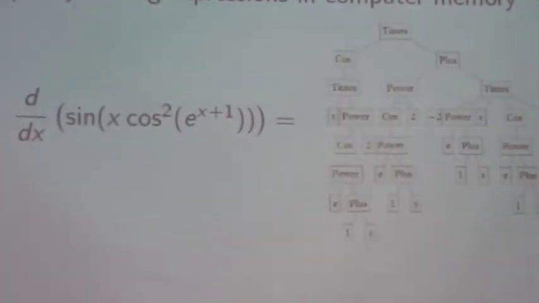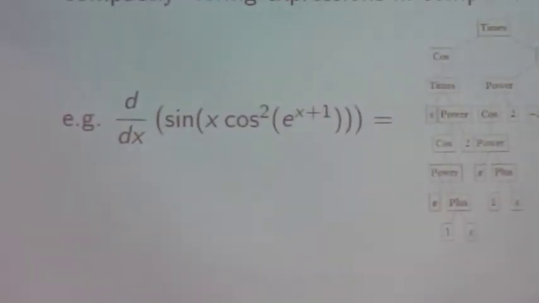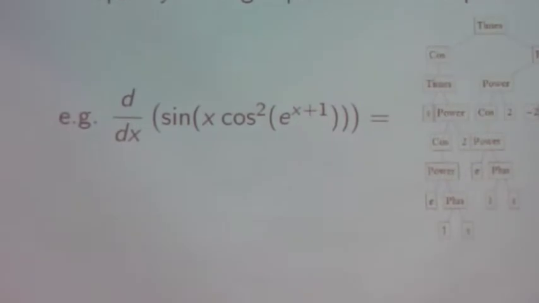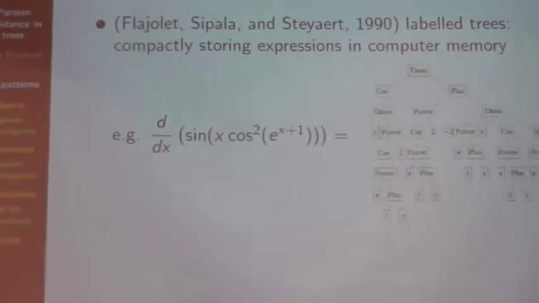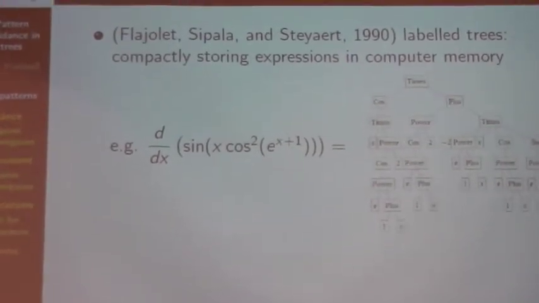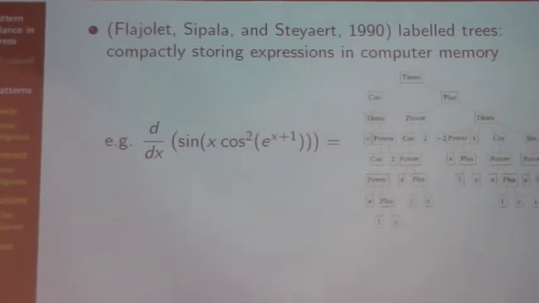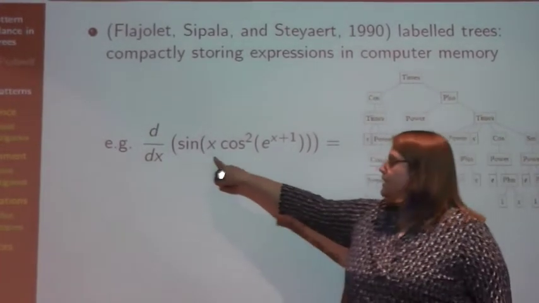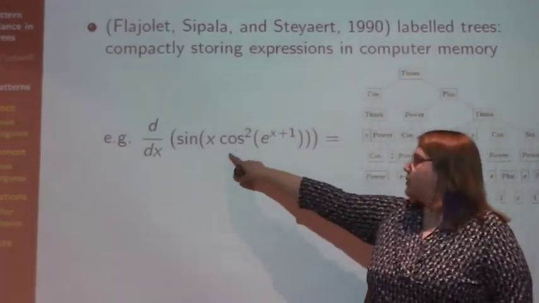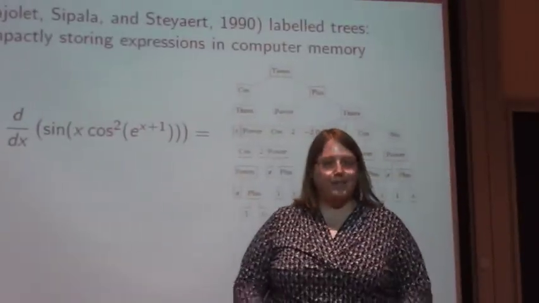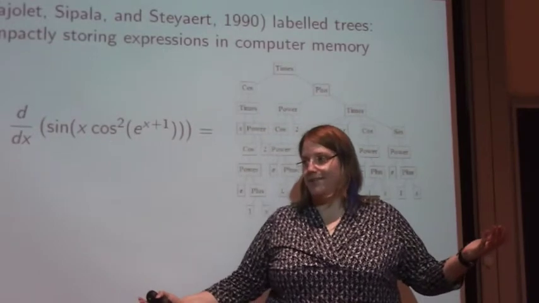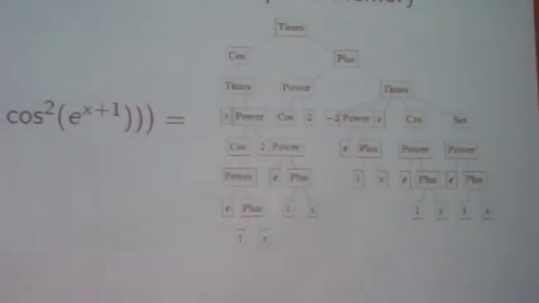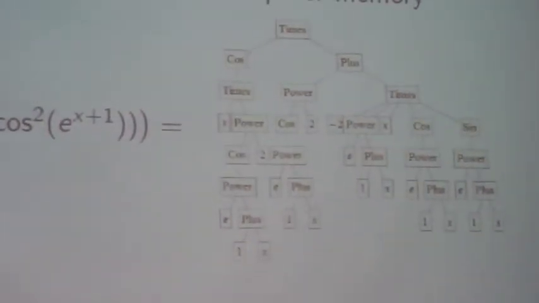So for example, this is 23 years ago now, Flajolet and co-authors were looking at compactly storing things in computer memory that have lots of repetition in them. For example, we've all made it past calculus 1, so you know to take the derivative of this expression, you need the chain rule, the product rule, the chain rule a couple more times, and it's going to explode into a mess, right? Well, here's a tree picture of the derivative of that expression.